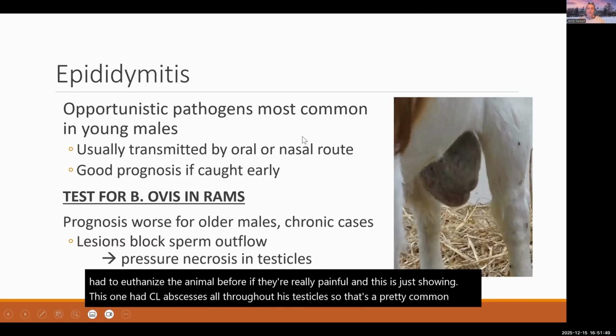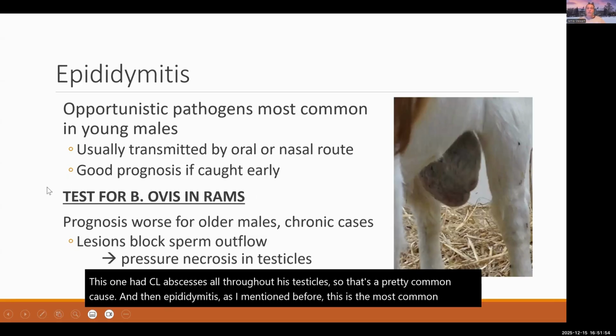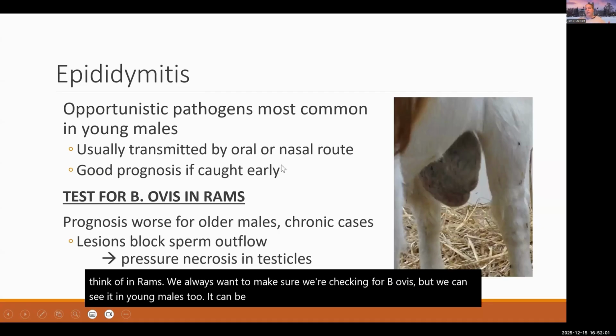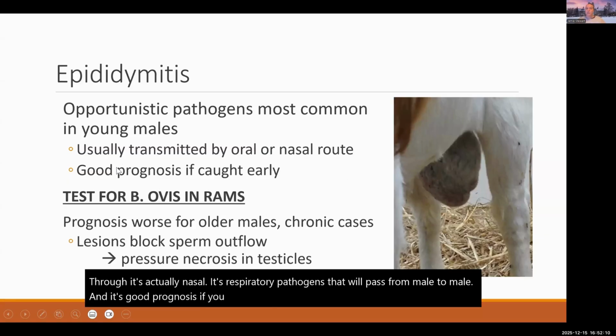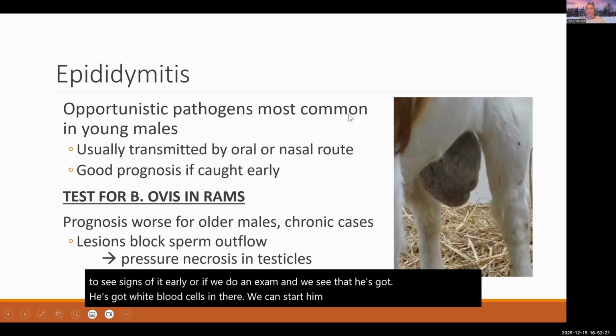And then epididymitis, as I mentioned before, this is the most common one we think of in rams. We always want to make sure we're checking for B ovis, but we can see it in young males too. It can be transmitted from male to male, it's actually respiratory pathogens that will pass from male to male. And it's good prognosis if you catch it early. So it's bacterial. So if you start to see signs of it early, or if we do an exam and we see that he's got white blood cells in there, we can start him on antibiotics early and they tend to resolve quite well.